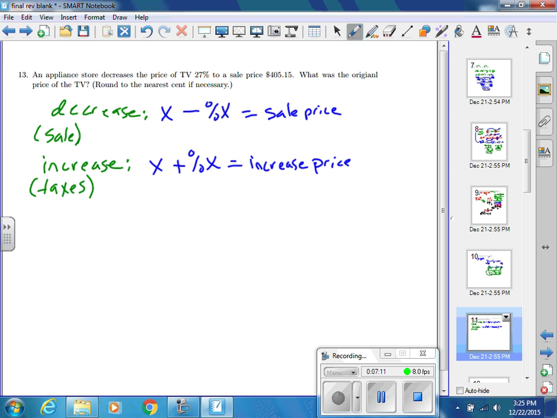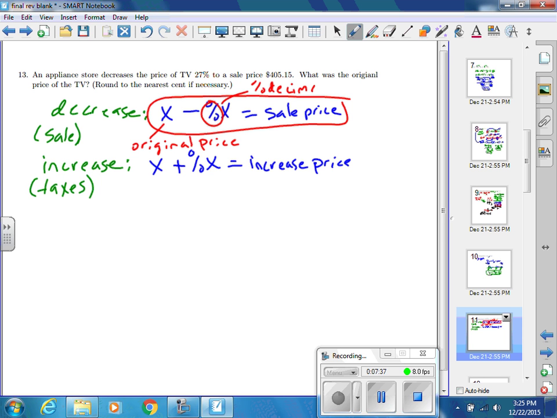Notice very similar formulas, depending on what the question is asking. One's plus, one's minus. In this case, we're talking about a sale, so this is the formula we're going to use. Now, you might be wondering what's going on here. X is the original price. We don't know what it is. That's what the question's asking. This is the percent, but as a decimal, so we need to make it a decimal.